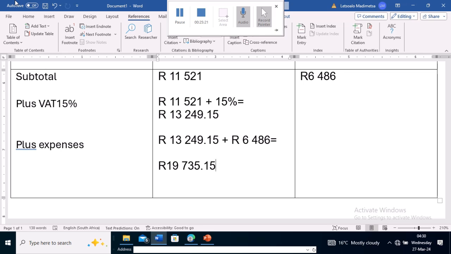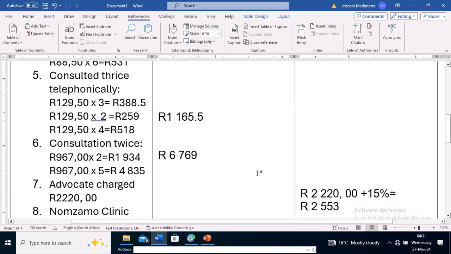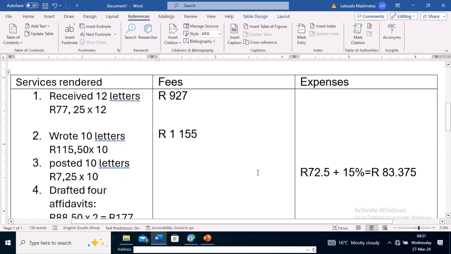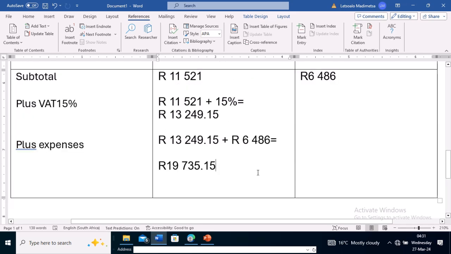So if you have any question based on this thing, then you can engage. I do stand to be corrected. If you have any question, we can still deal with it if we still have time. So the total amount, guys, is 19,735 rand 15 cents. That's the amount which I got. So one thing that you need to know is the service which is rendered and then how it's been rendered.